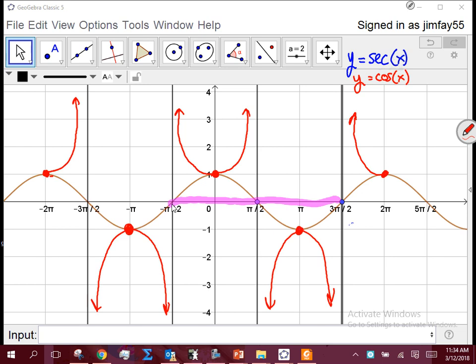I'm going to take a couple minutes, I've got to finish this up when you guys leave. But we'll definitely pick up tomorrow with introducing the cosecant and then talk about the cotangent.